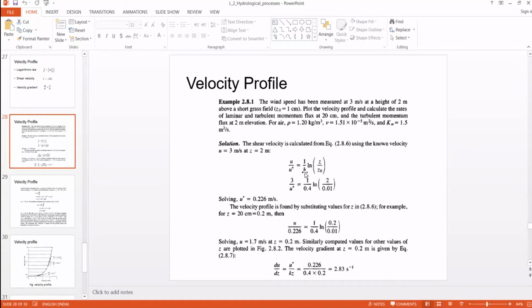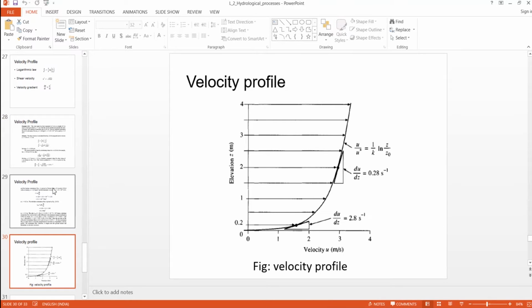And we know the u* value, kappa value, z0 value, and we know the z value, so we can get the u value. When we plot, we'll get this kind of velocity profile, where on the x-axis we are plotting u and on the y-axis we are plotting elevation.